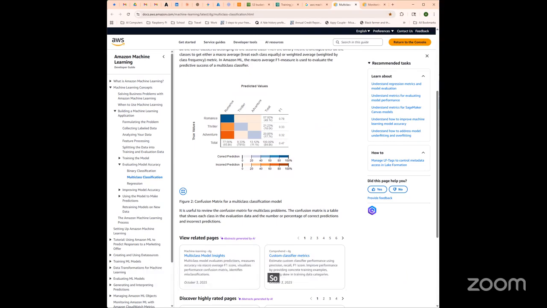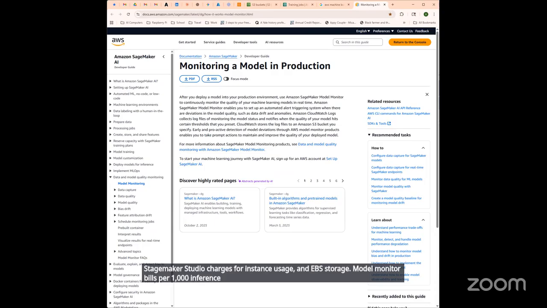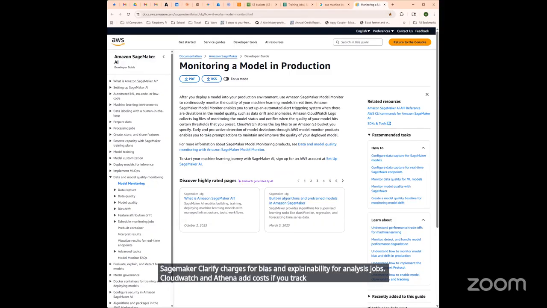So, how does this integrate with model monitoring? While confusion matrix calculation itself is free, it's just arithmetic on predictions, the AWS services that facilitate monitoring have costs. SageMaker Studio charges for instance usage and EBS storage. Model Monitor bills per 1,000 inference requests monitored. SageMaker Clarify charges for bias and explainability analysis jobs. CloudWatch and Athena add costs if you track performance metrics over time.